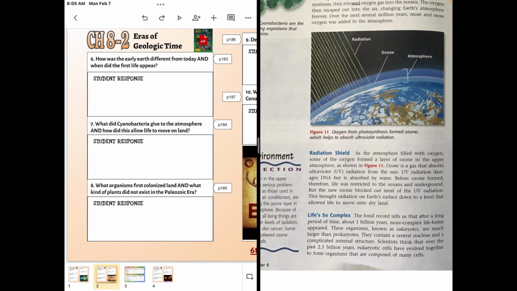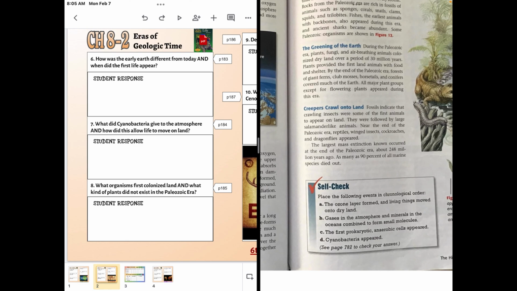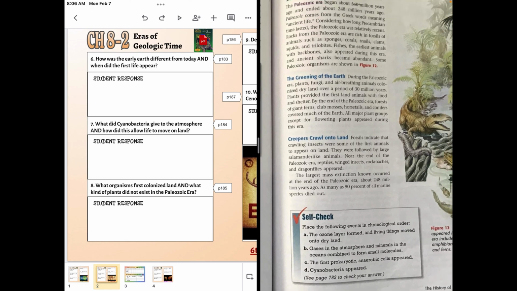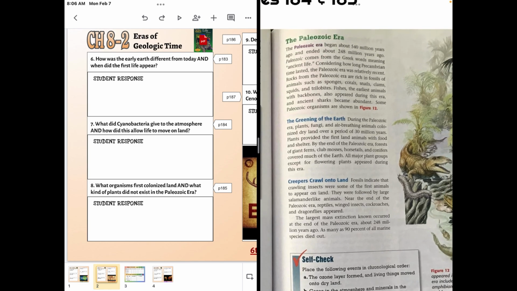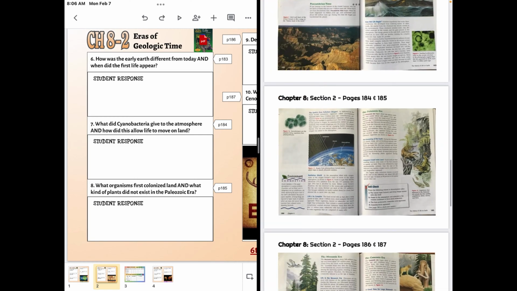Number 8, what organisms colonized land first? So most of these creatures were not first. You have to read carefully to see in the Paleozoic, when life starts to move on land, who came out first. And what kind of plants did not exist in the Paleozoic era? And so it tells you which plants were not yet present.